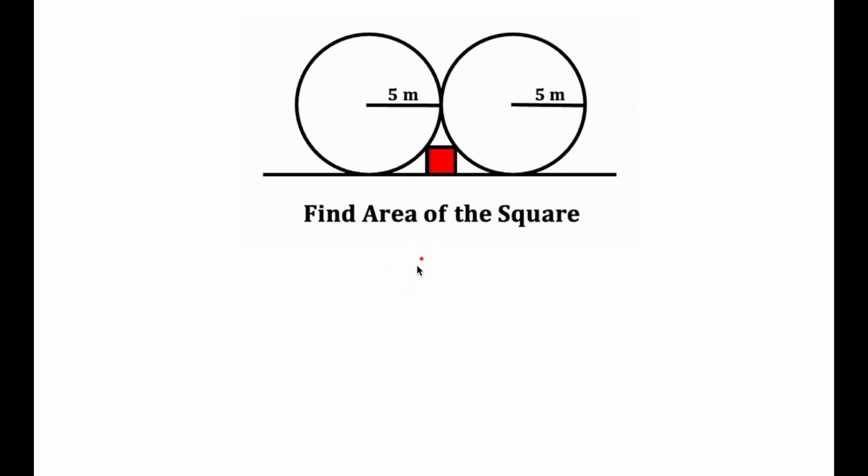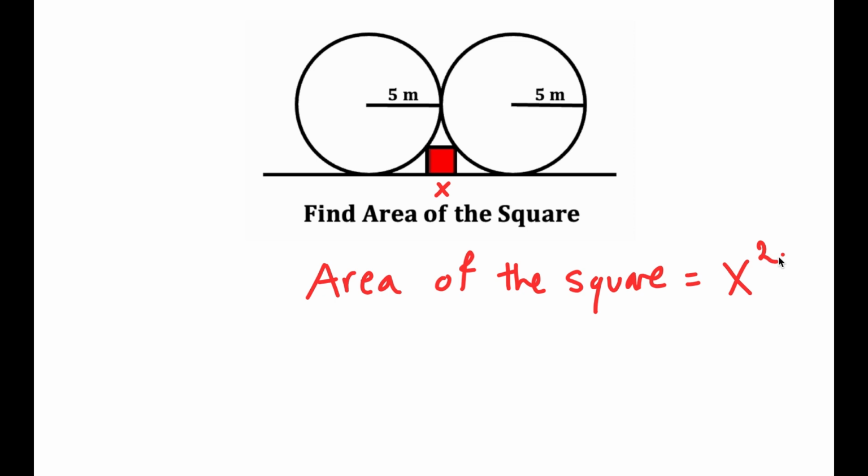Alright, so in this video, I'm going to be finding the area of this red square right here. So how am I going to do this? Well, let's just say that one side of this red square is x. So this means that the area of the square is going to be x times x, which is x squared. So to find the area, we need to find the value of x.